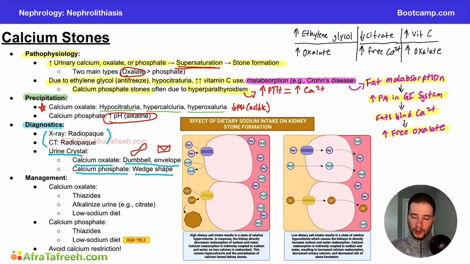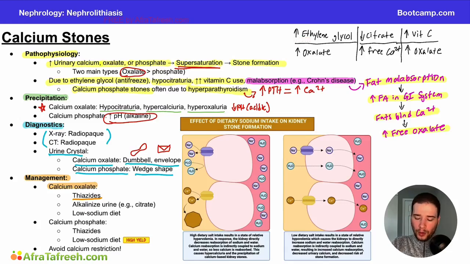Next, we're going to move on to our management. And our management options here are very similar, and yet there are some subtle differences. So let's talk about them. For calcium oxalate stones, we can use thiazide diuretics. Now remember, think about our pharmacology here. Why might thiazide diuretics be helpful for decreasing or minimizing the formation of calcium stones in the urine?